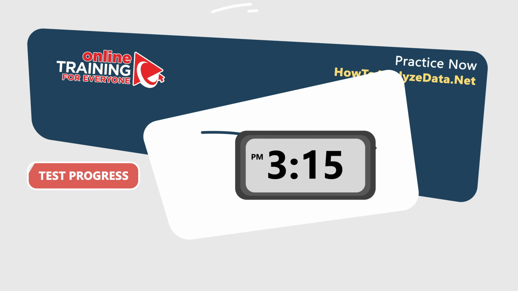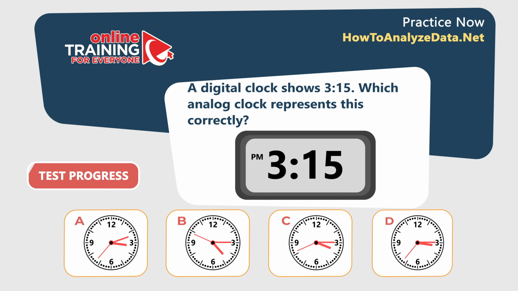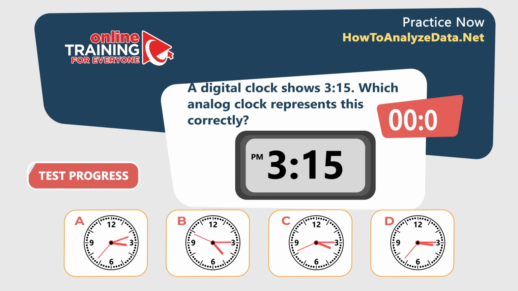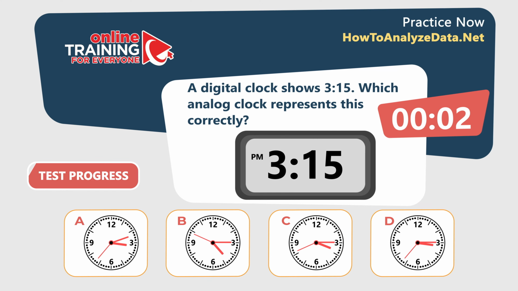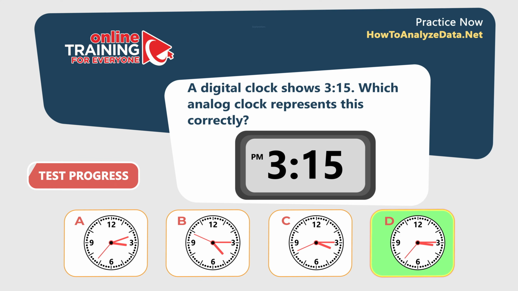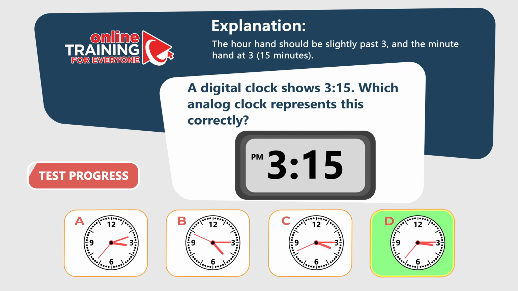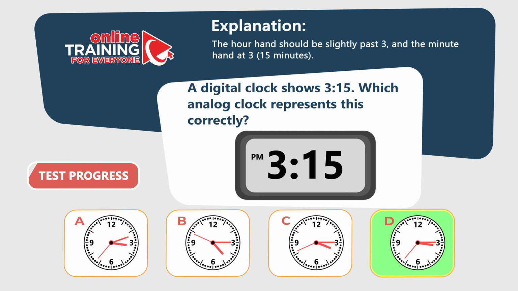A digital clock shows 3:15. Which analog clock represents this time correctly? Your choices for the answers are A, B, C, or D. The correct answer is choice D, and here's why. The hour hand should be slightly past 3, and the minute hand should be exactly at 3, showing 15 minutes.